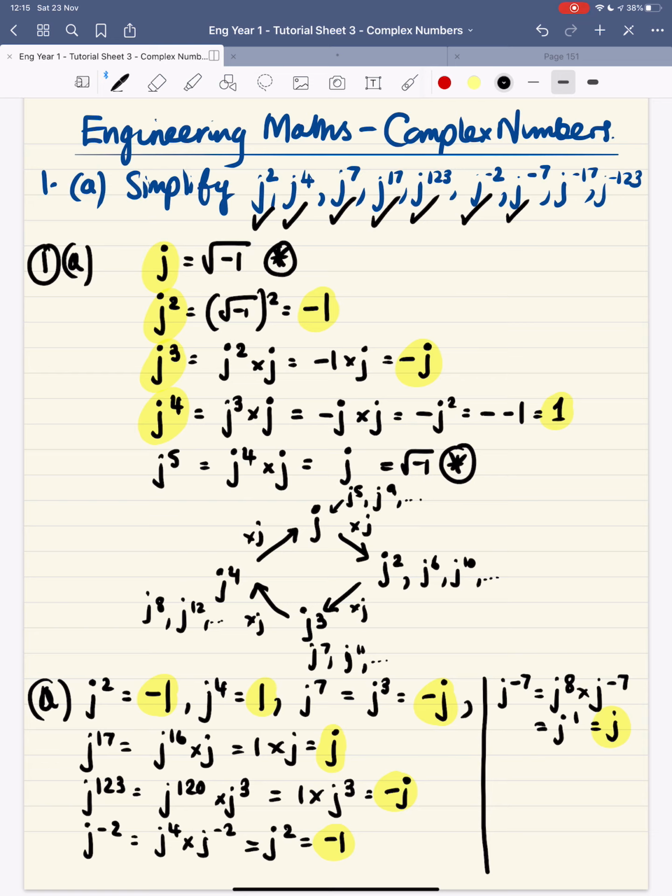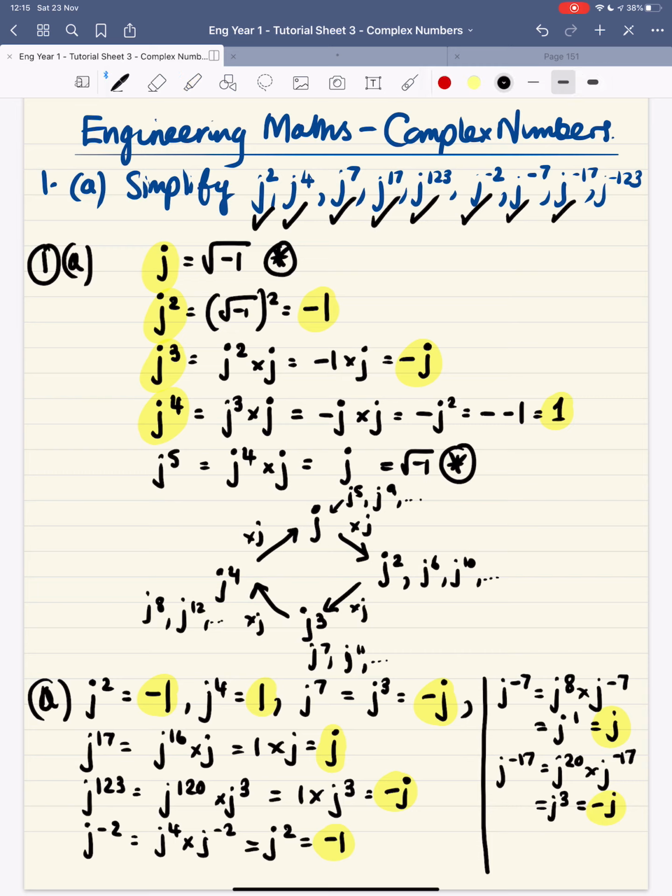Next one, j to the minus 17. So we can say that's j to the 20 times j to the minus 17, which is j cubed, because j20 is 1. So j cubed is minus j. That's the next one done.